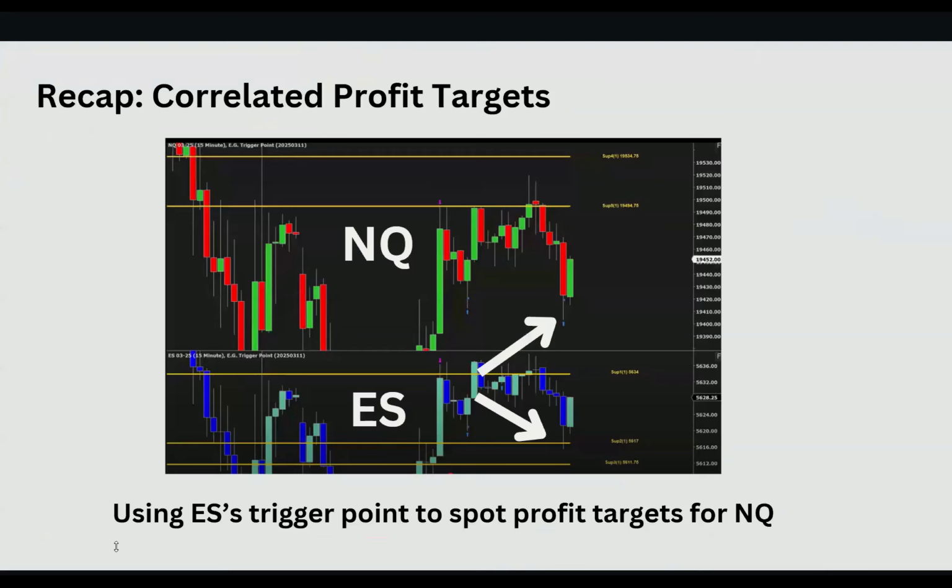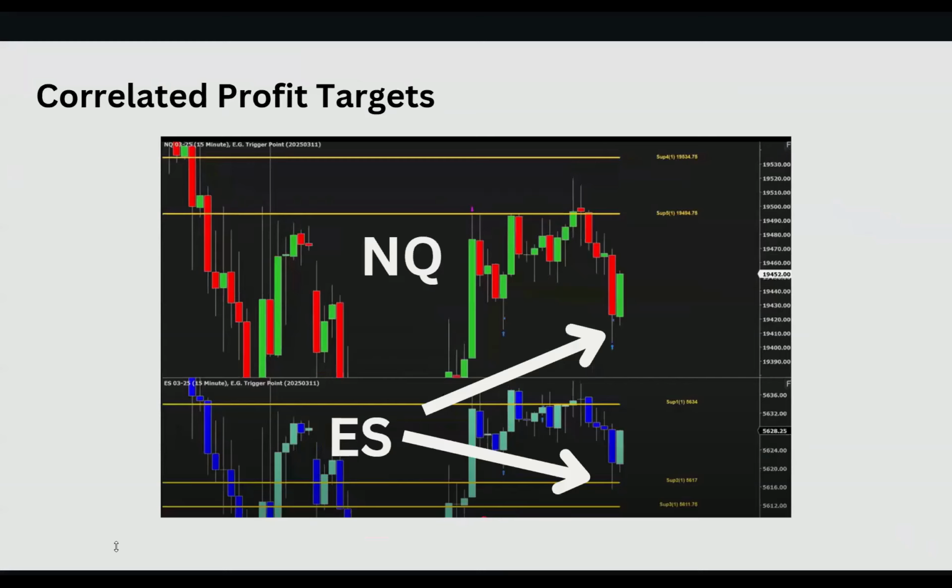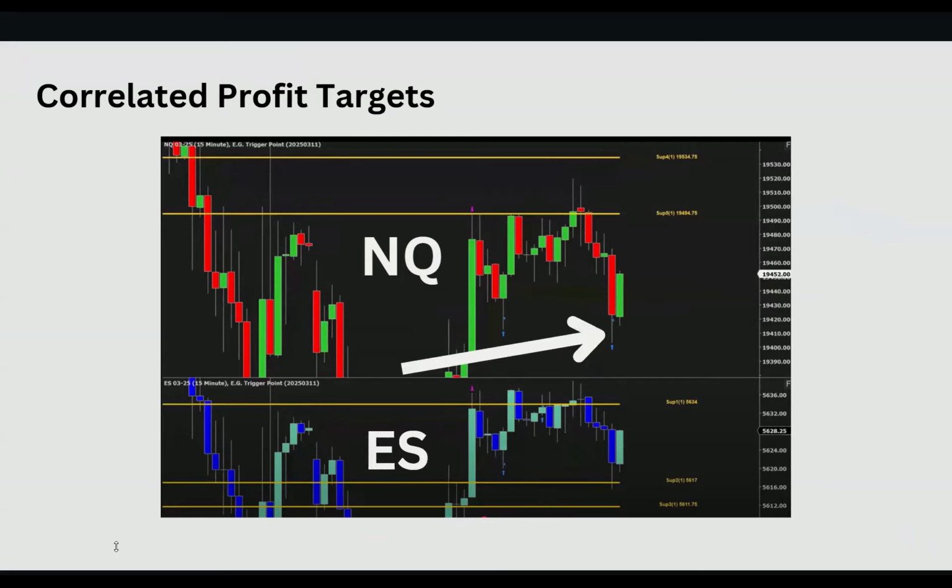If you remember, in this example, I used ES trigger point support to be my profit target for NQ, because the trigger points can also be useful for spotting profit targets, and the correlated trigger points can also be useful when there's a large distance between the trigger points in the current instrument you trade. But let's take a look carefully here when ES bounced off its trigger point support level.